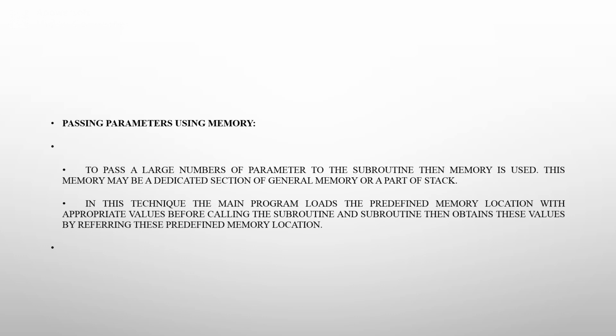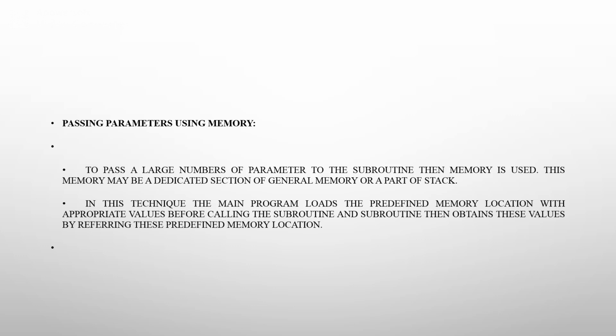So next is parameter passing using memory location. To pass a large number of parameters to the subroutine, memory is used. This may be a dedicated section of general memory or part of the stack. In this technique, the main program loads the predefined memory location with appropriate values before calling the subroutine, and the subroutine then obtains these values by referring to these predefined memory locations.